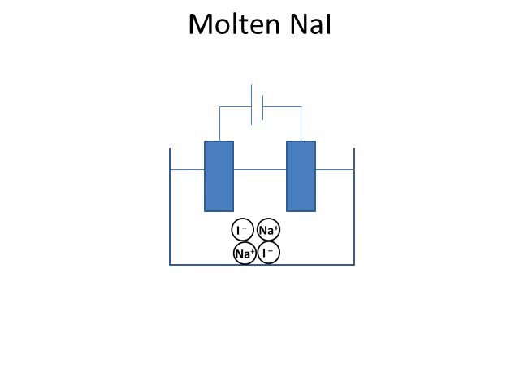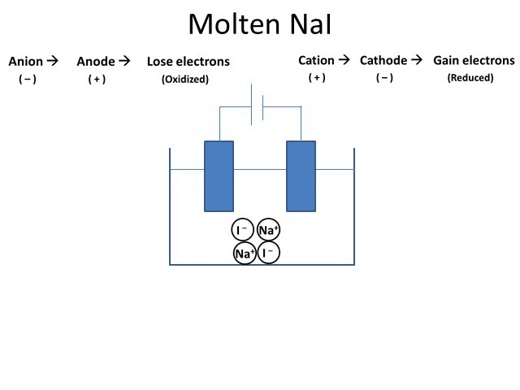First of all, if the ions are in a solid state, NaI solid, electrolysis will not take place because the ions are not free to move. So what happens when they're in a molten state? As usual, please remember cations go to the cathode to gain electrons, anions go to the anode to lose electrons. Let's see what happens.